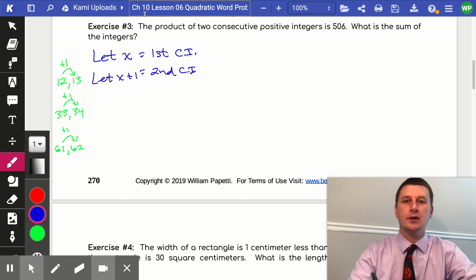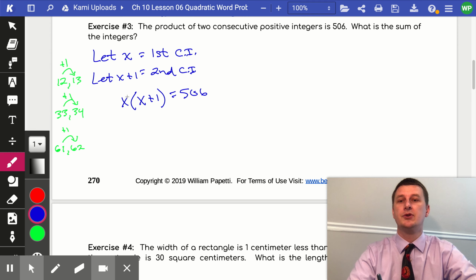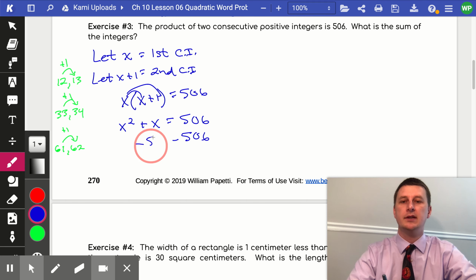Now that we know that, we're going to set up our equation. The product of x and x plus 1 is going to be 506. So the product is to multiply x times x plus 1, and it's going to equal 506. So now we're going to distribute the x to the x plus 1. We're going to get x squared plus x equals 506. And again, we want to make this equation equal 0 before we begin to do anything. Now that it's in standard form as x squared plus x minus 506 is equal to 0, we're ready to solve it.